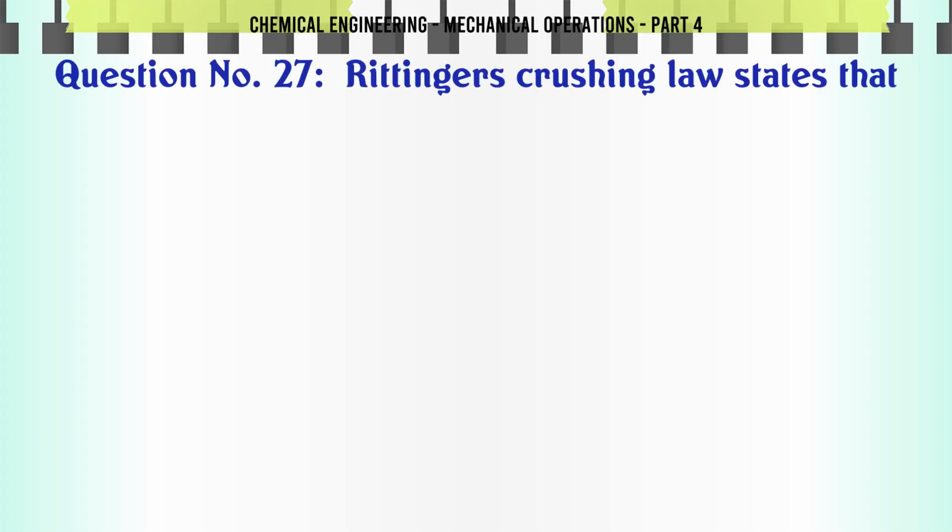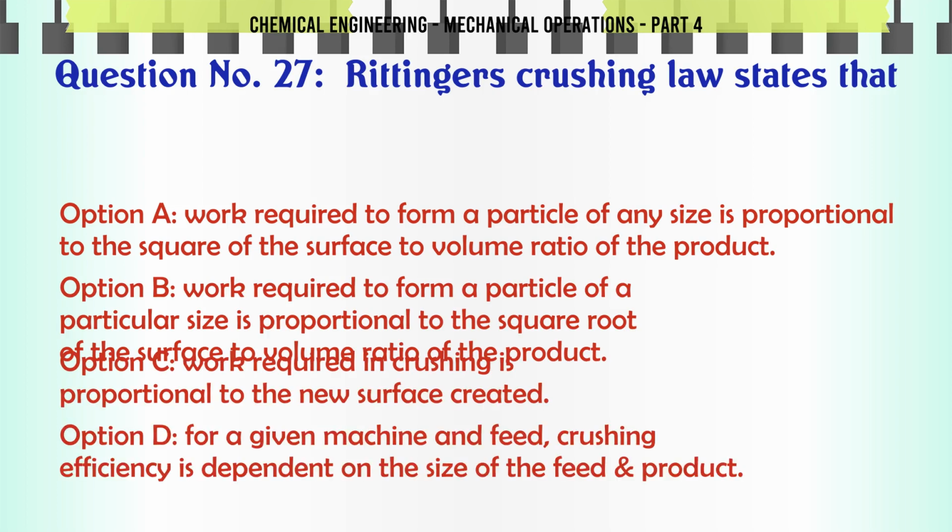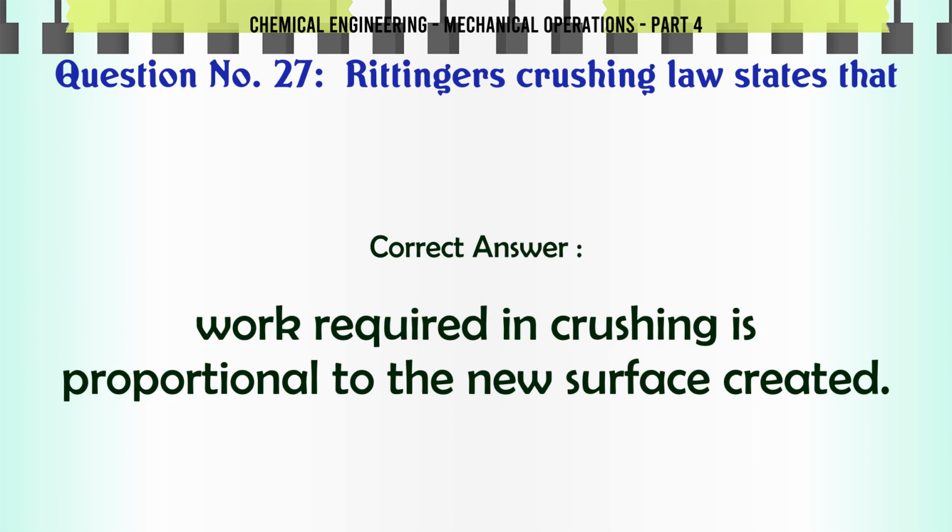Rittinger's crushing law states that A. work required to form a particle of any size is proportional to the square of the surface to volume ratio of the product. B. Work required to form a particle of a particular size is proportional to the square root of the surface to volume ratio of the product. C. Work required in crushing is proportional to the new surface created. D. For a given machine and feed, crushing efficiency is dependent on the size of the feed product. The correct answer is work required in crushing is proportional to the new surface created.